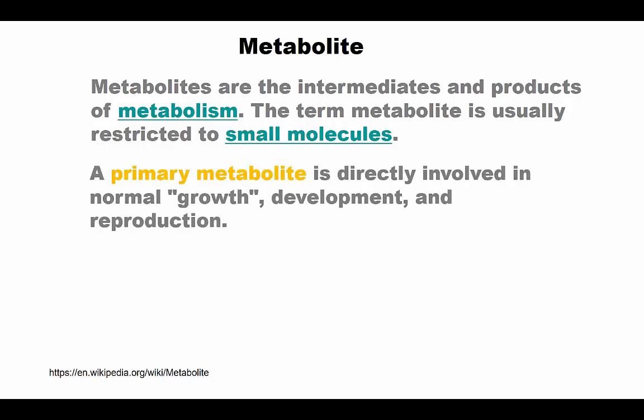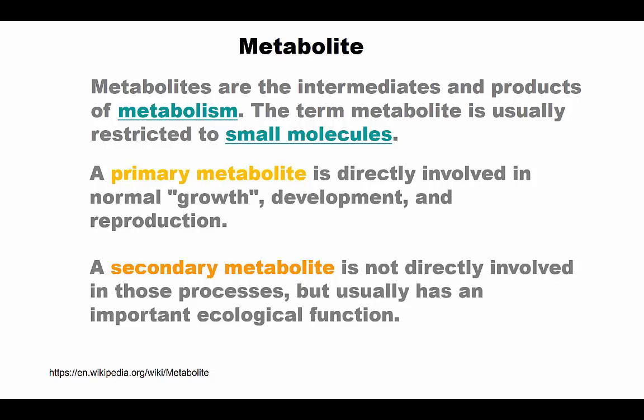These primary metabolites are directly involved in our normal growth, development, and reproduction. Interestingly, there is another class of metabolites. They seem not to be directly involved in those essential processes, but usually have an important ecological function. Ecological means it's in relationship with other species or the environment. This somehow indirectly helps us to survive. Those are classified as secondary metabolites.